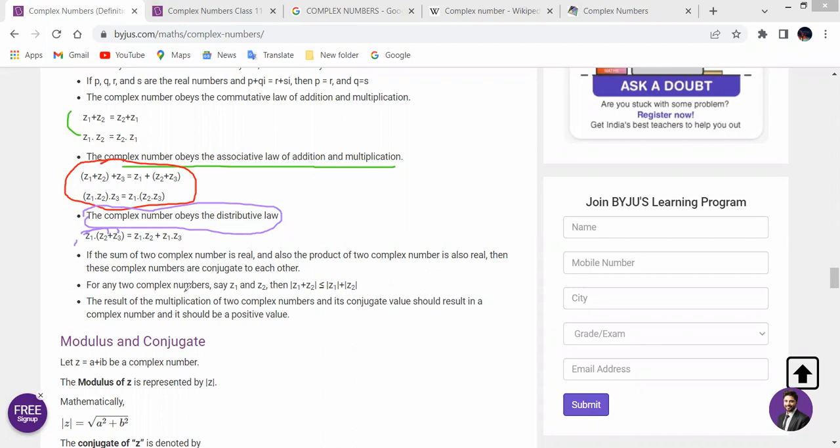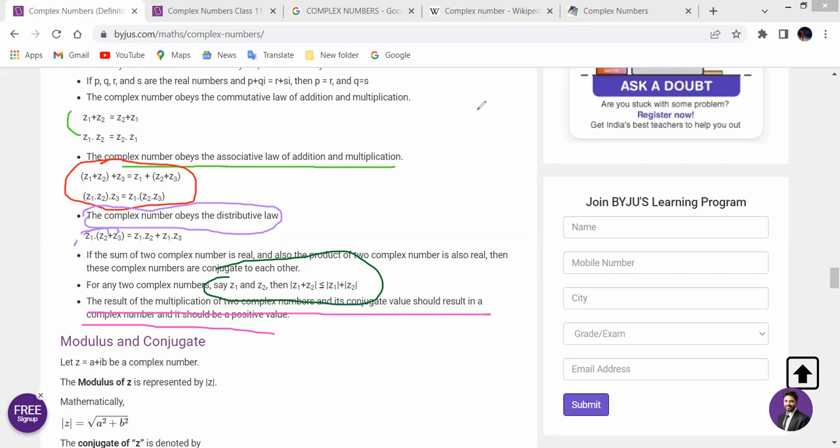For any two complex numbers, C1 and C2, you can say this is called the triangular inequality. For any two complex numbers, the modulus of Z1 plus Z2 will be less than or equal to the modulus of Z1 plus the modulus of Z2. Then the result of the multiplication of a complex number and its conjugate should be a real number and should be a positive value.